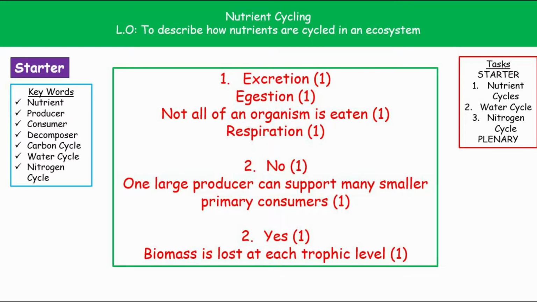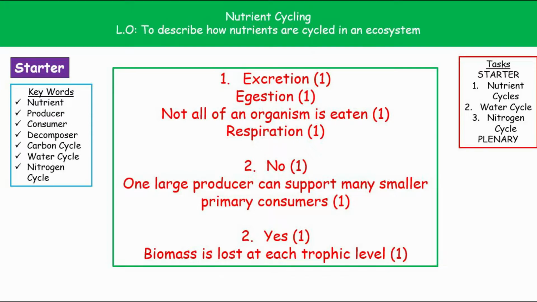Obviously the time that wouldn't be true is if they asked for the scientific term that means such and such a thing. For question 2, the answer is no, it is not always pyramid shaped, and the reason for that is that one large producer can support many smaller primary consumers. So 1 mark if you said no, 1 mark if you described the reason why.